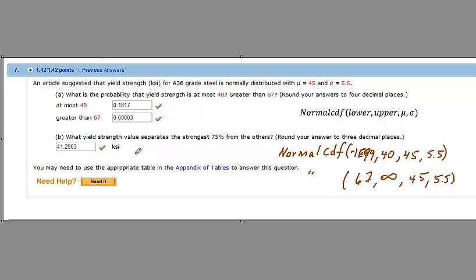B part is a little bit tricky because they ask you what separates the strongest 75%. So what they really want, even though they don't say it, here's the weak 25% and the strongest 75%. What I really want is this 0.25 area and not the 0.75 area, which was very tricky of them to do. Inverse normal. So I want the 0.25 area, and you just key in the mean and the standard deviation.